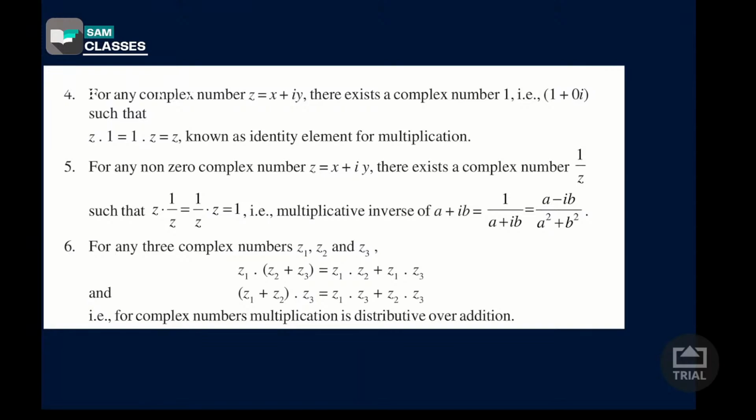For any complex number x plus iy, there exists a complex number 1. So what happens with the 1? If I multiply with z dot 1 or 1 dot z, I'll get the same thing. Clear? Next, how do we find the inverse of a complex number? Inverse is important.